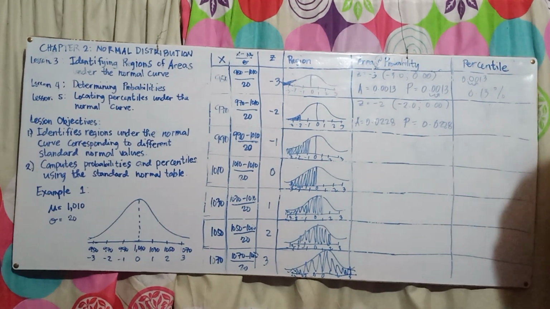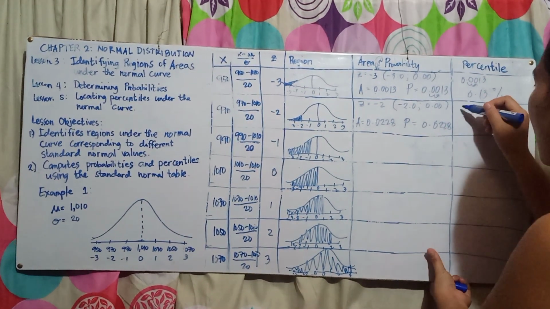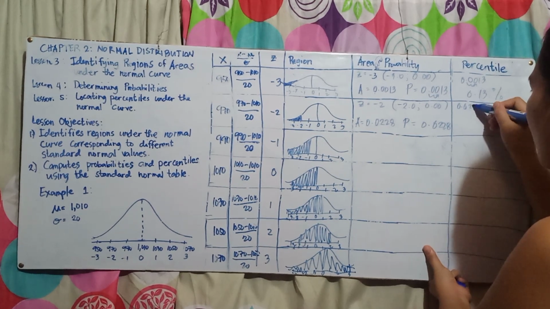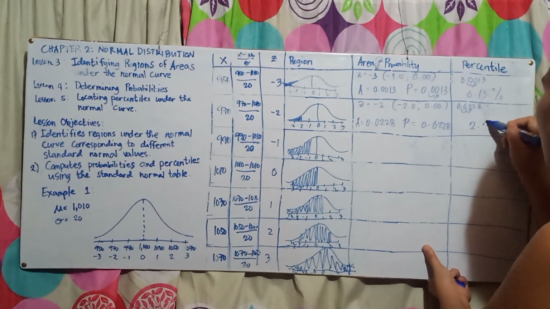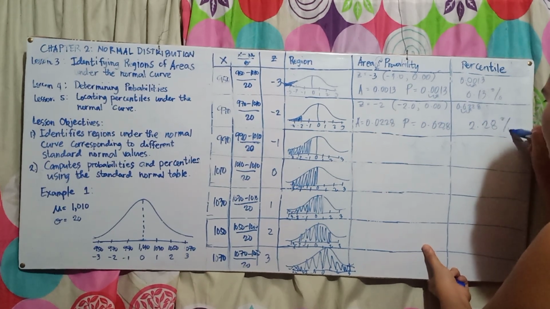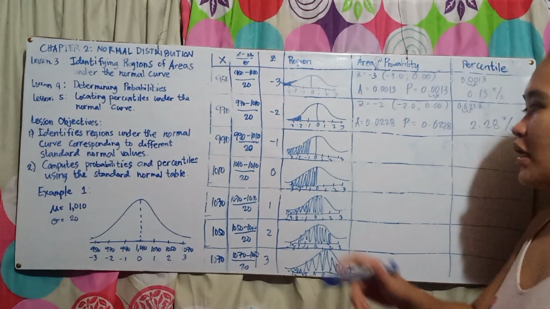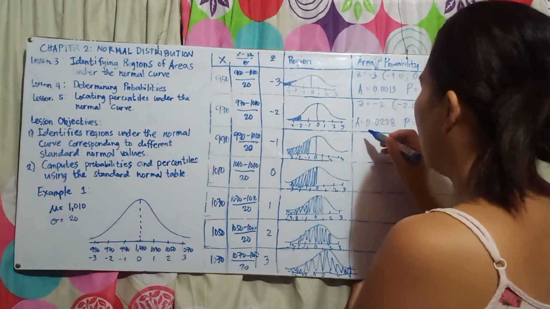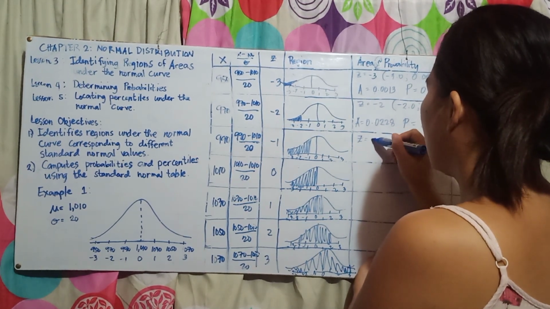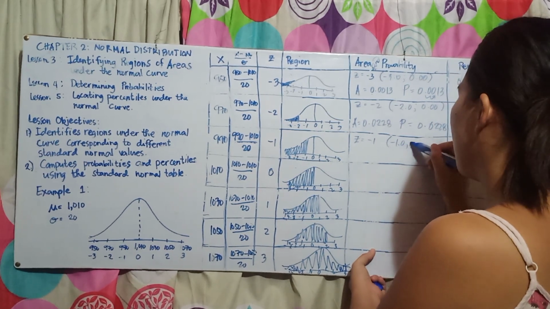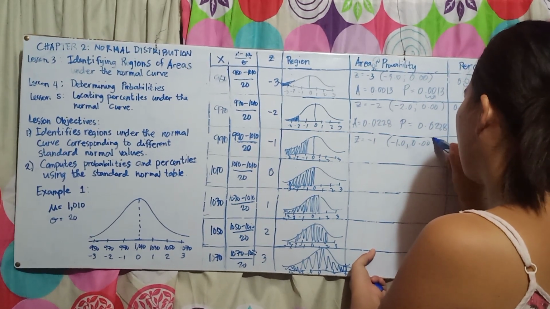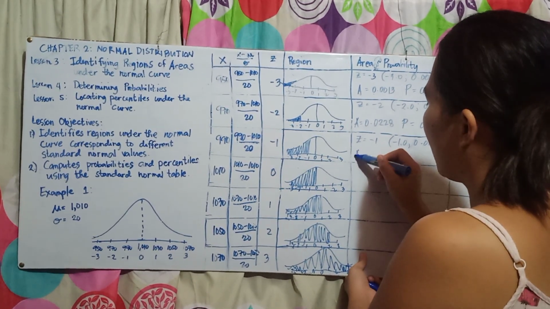0.0228. So, percentile, we just move it 2 decimal places, so it becomes 2.28%. Okay, next, the given is z equals 1, z equals negative 1. So, when you split it, negative 1.0 and 0.00. So, we will find the area.